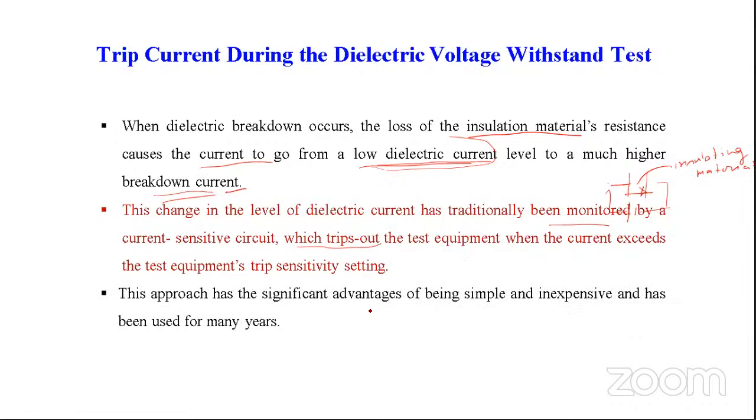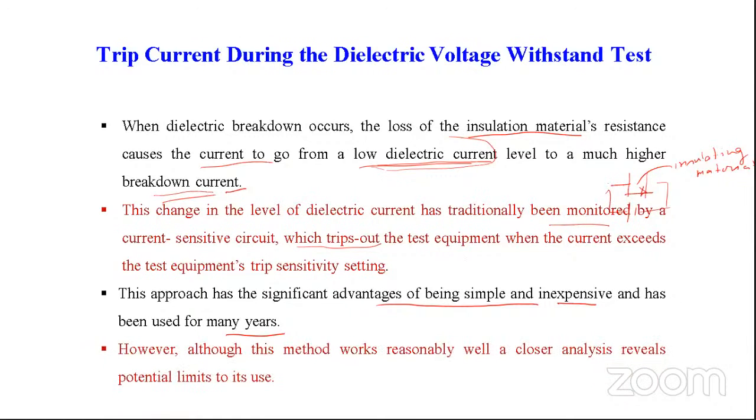Now this approach has the significant advantage of being simple and inexpensive and has been used for many years. What is the approach? By sensing the current flowing through the circuit, we can assume that a breakdown has occurred, or maybe that current is flowing through the circuit due to the higher voltage level. So this is the normal thing. However, this method works reasonably well. A closer analysis reveals potential limits to its use.